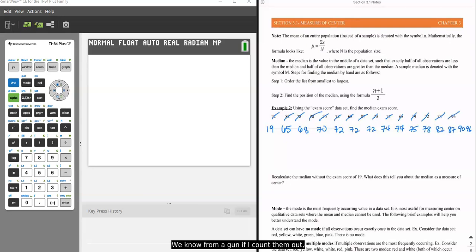If I count them out, I should have 15. So I have 15 plus 1, divided by 2, so I should be looking at the 8th position. I count from 19: 1, 2, 3, 4, 5, 6, 7, 8. So that first 74 would be my median. So it would be 74.